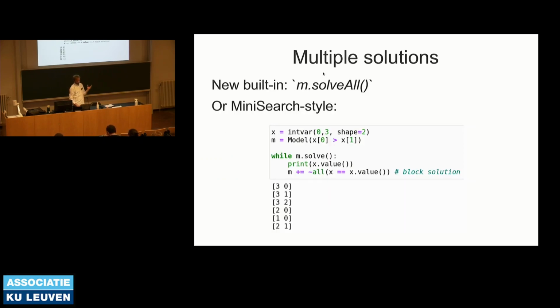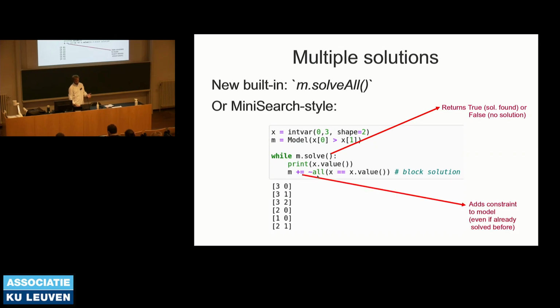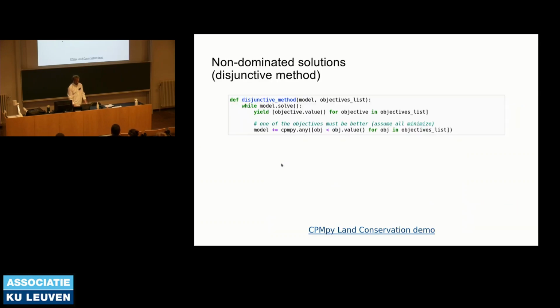Another thing you might want is to get multiple solutions. I've already showed you this solve-all built-in, but you can also maybe want to add your own blocking clauses to it. And so while the solve returns true, you would add another constraint to the model, and if you solve it again, this will be with that additional constraint included. And so this type of incrementality, the system as a whole makes sure that this is handled correctly.